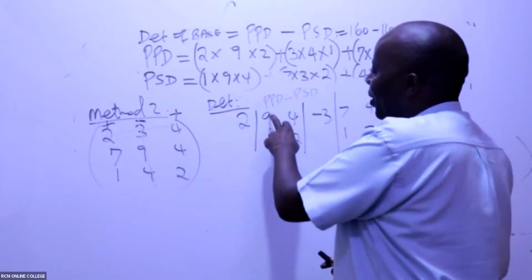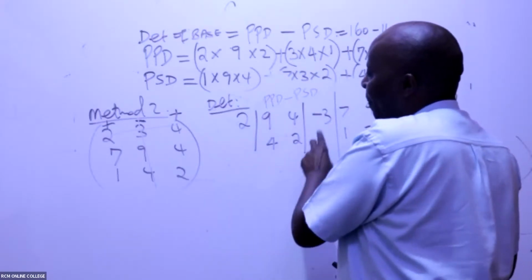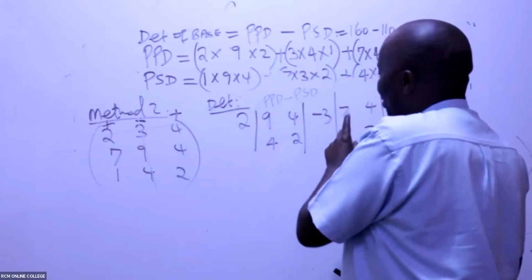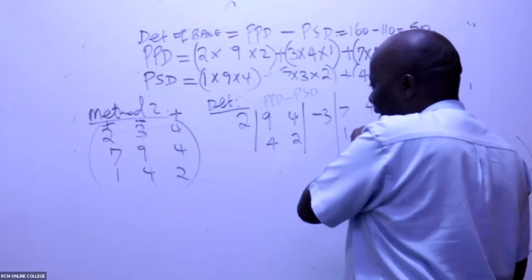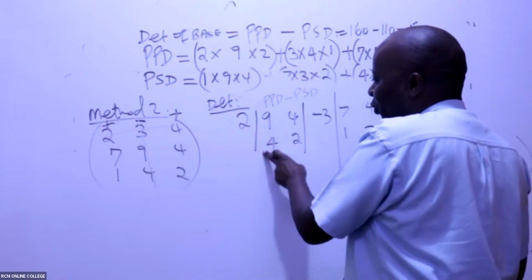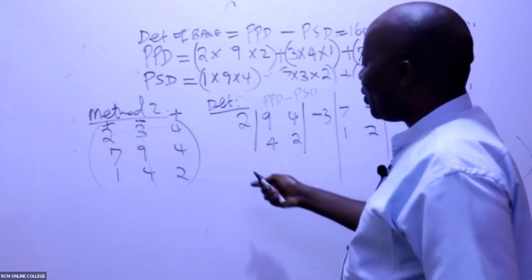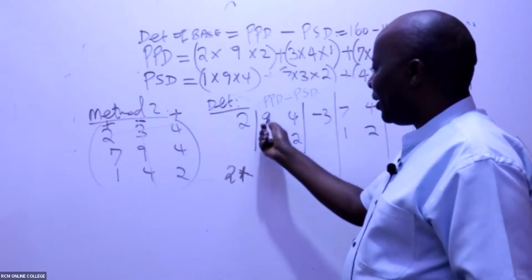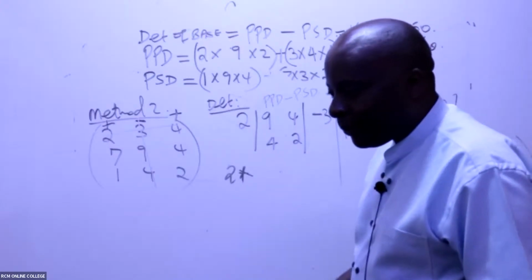So you say your product, 9 times 2, minus, always remember to put the secondary in brackets, so you don't confuse, especially whenever we have signs. So you say 9 times 2, minus, into bracket 4 times 4. So what are we getting, ladies and gentlemen? Here, it will be 2 times, please give me this answer.